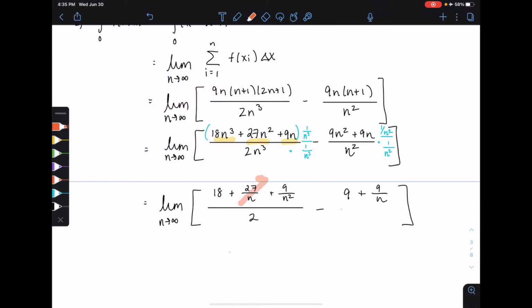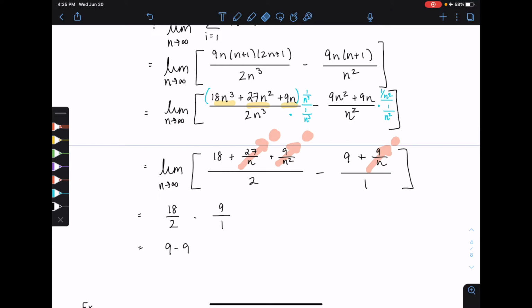So as n goes to infinity, this goes to 0. As n goes to infinity, that goes to 0. This goes to 0. My bottom is 1 there. So ultimately, my first piece goes to 18 over 2. My second piece goes to 9 over 1. 18 over 2 is 9, minus 9. That tells me the area under this curve is going to be 0.